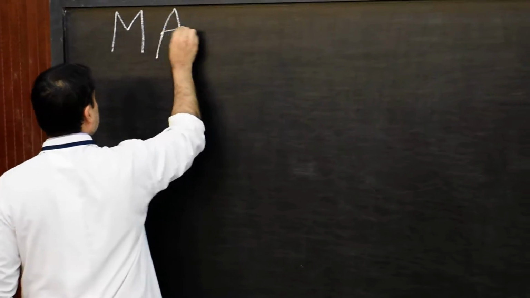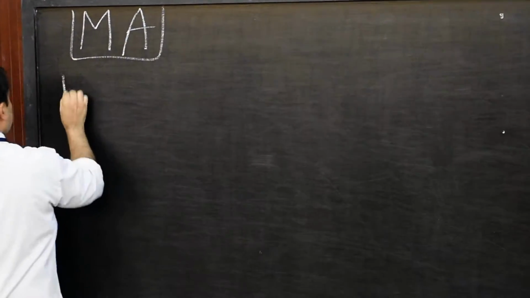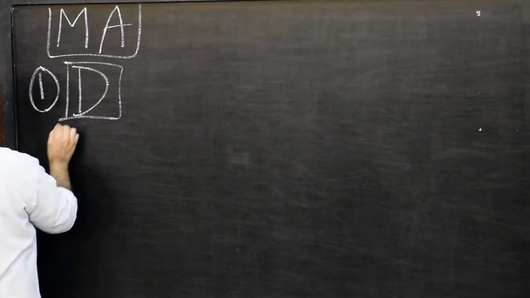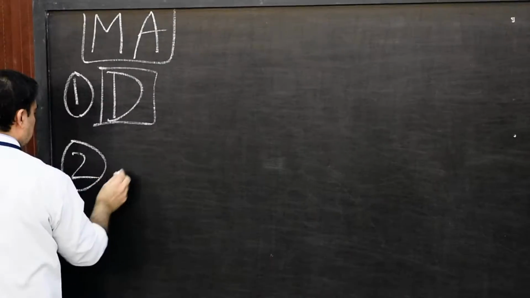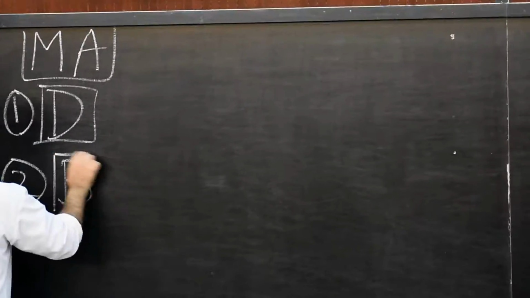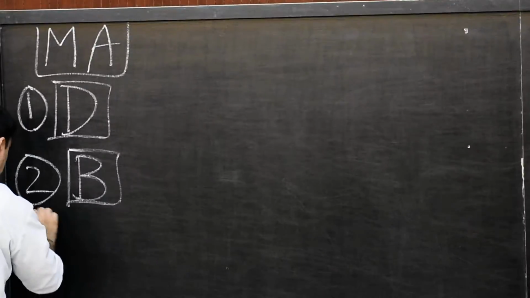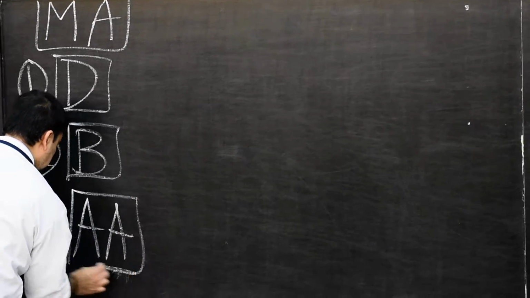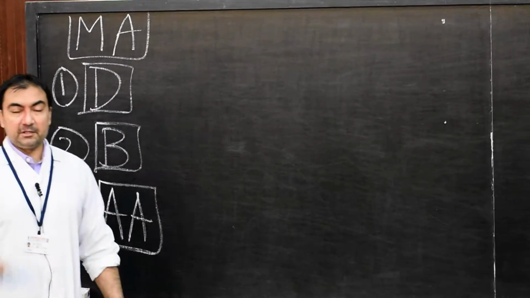So therefore, this mastoid antrum will be under first point, definition, and second point will be boundaries, and third point will be applied anatomy. So therefore, definition.